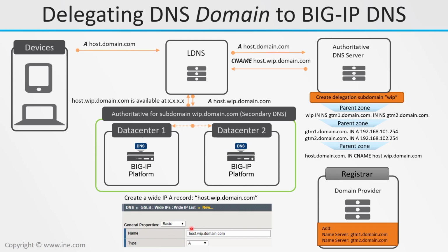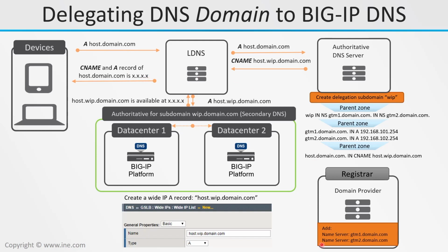Now, because it matches a wide IP, it's going to use that wide IP information as it auto-populates in ZoneRunner and respond with host.wip.domain.com with the IP address to reach that site to the LDNS. Then the LDNS can send all the information it just received from all the iterative queries back to the client that originally asked for the request. So you'll see the CNAME and the A records for host.domain.com and the appropriate IP address for the server.